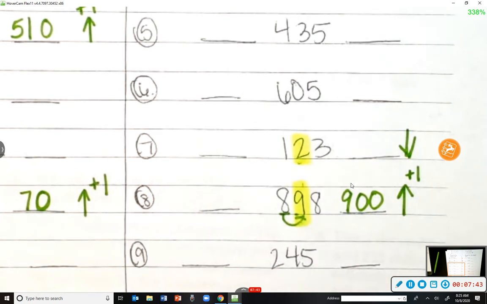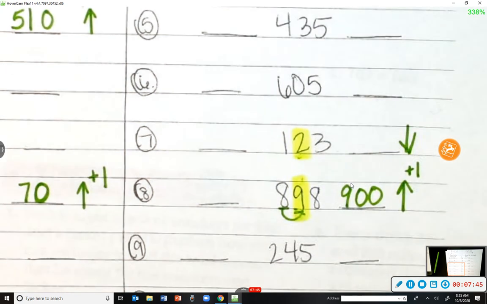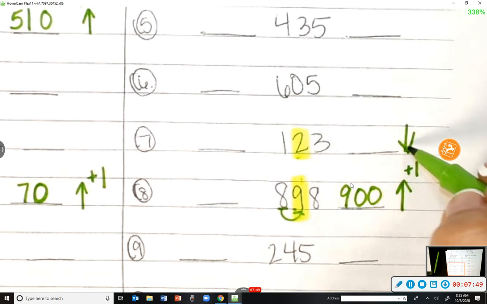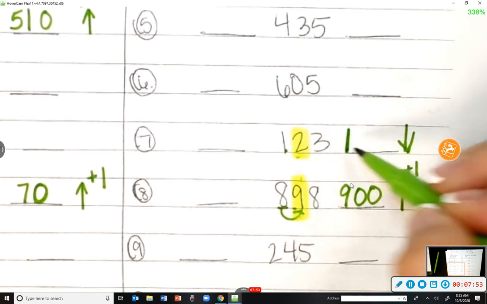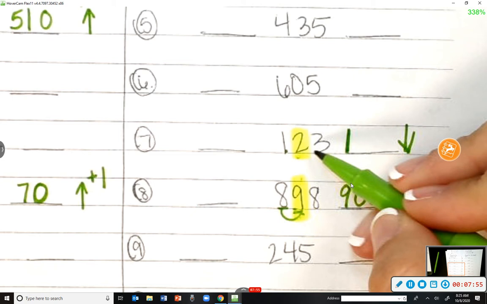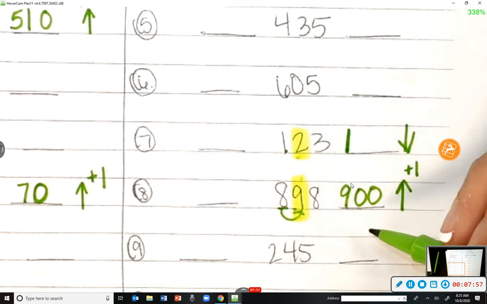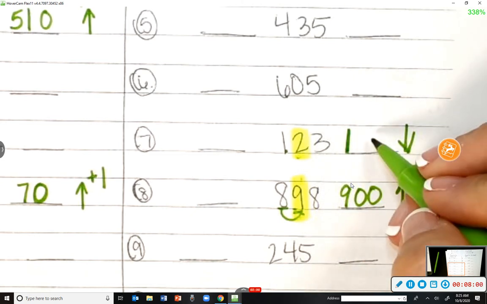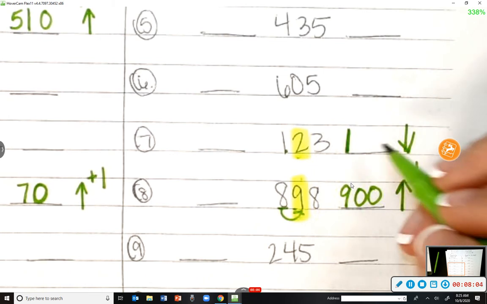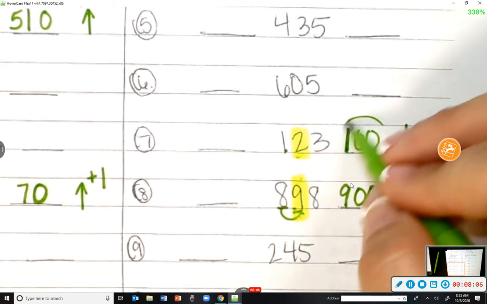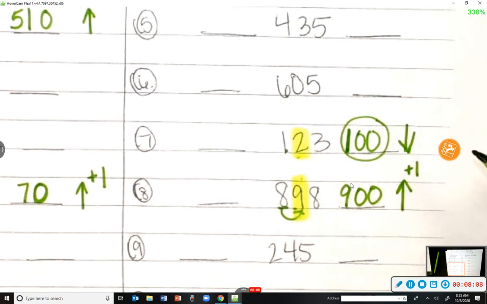We don't need to add 1 because we're not rounding up. We just want it to stay the same. So when you round down, you don't need to do anything. This 1 stays the same. Then everything behind it becomes what? What is it, Javea? 0. Good. Okay, so that one should have rounded down to 100.